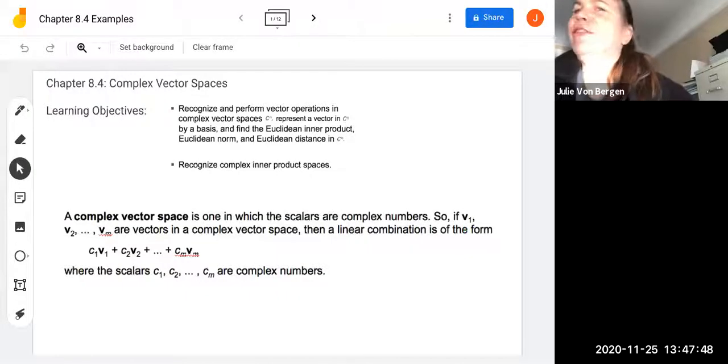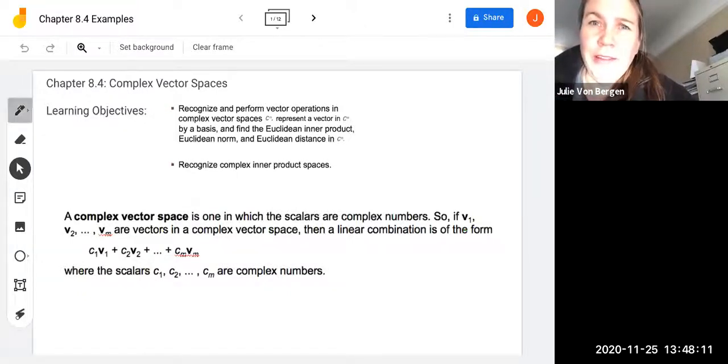In this series of 2 videos, we take a look at chapter 8.4, which covers complex vector spaces. Our learning objectives for these 2 videos are to recognize and perform vector operations in complex vector spaces, which we denote CN. So like how we had the n-dimensional real numbers, we have the n-dimensional complex numbers.